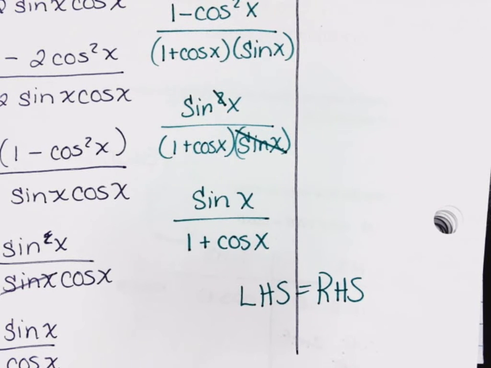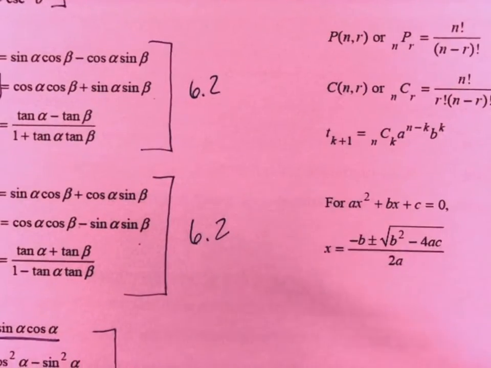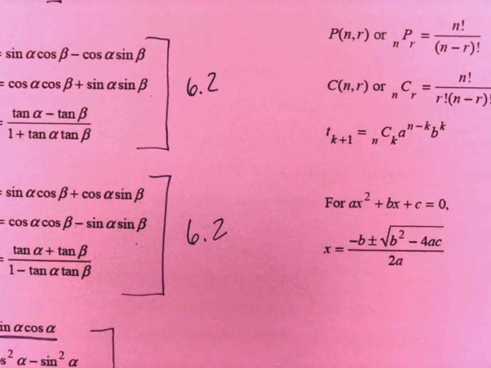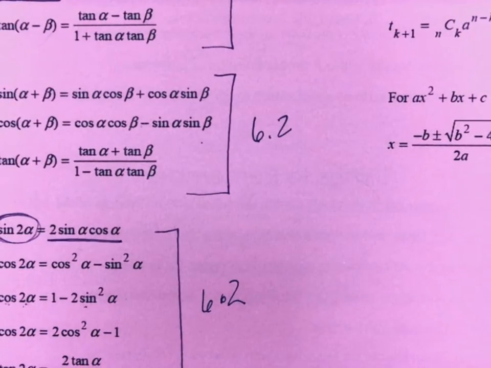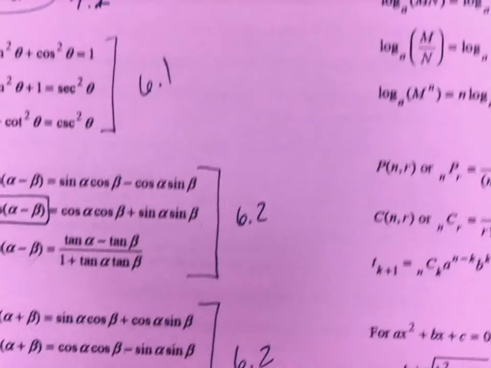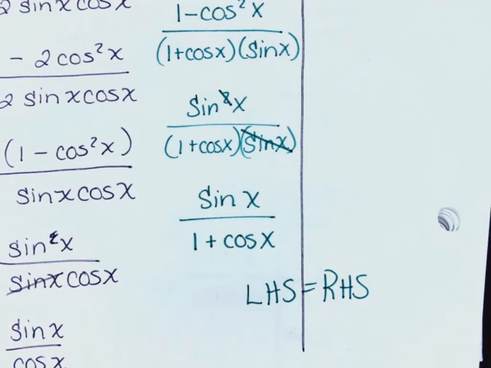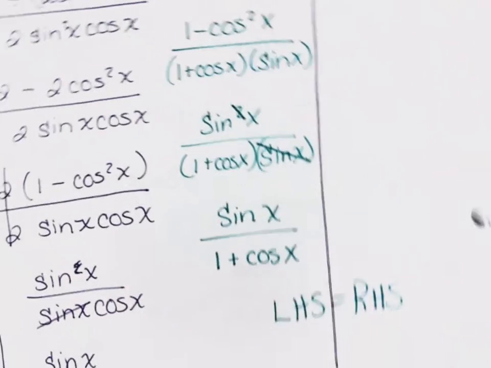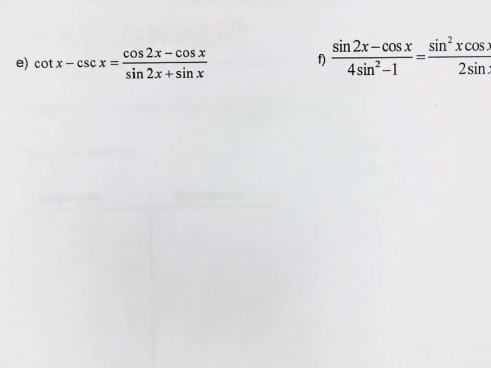I don't even know what section on my formula sheet it should be. Okay. 6-1. 6-2. 6-2. So we have difference, sum, and double. Pythagorean identity, yeah. So we're going to be using the Pythagorean identity everywhere. Yeah. Okay. All right.